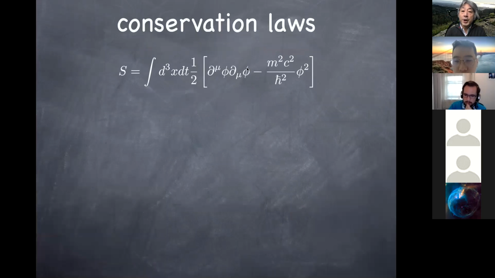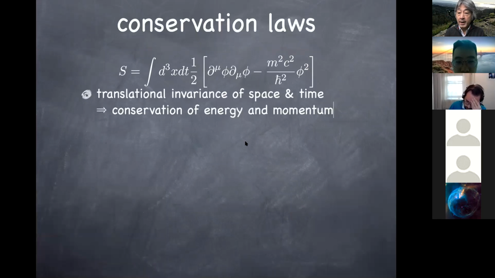So the reason we know why the Klein-Gordon field describes a spin zero particle, in this case I'm dealing with the real Klein-Gordon field instead of the complex one, but it doesn't matter. You can talk about various conservation laws. And as you know from Noether's theorem, translational invariance of space and time leads to the conservation law of energy and momentum. So energy has to do with the translational invariance of time. Momentum conservation has to do with the translational invariance of space. And you have all seen that, I believe, in classical mechanics class from Noether's theorem.